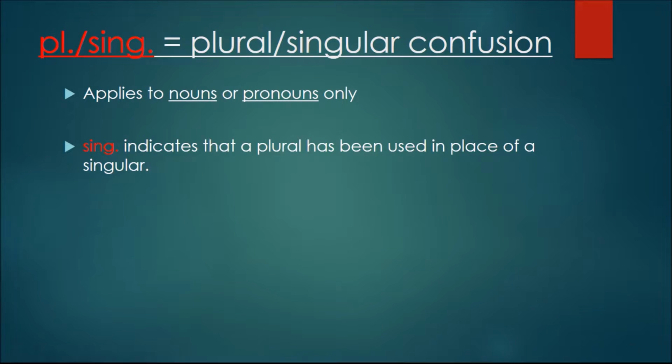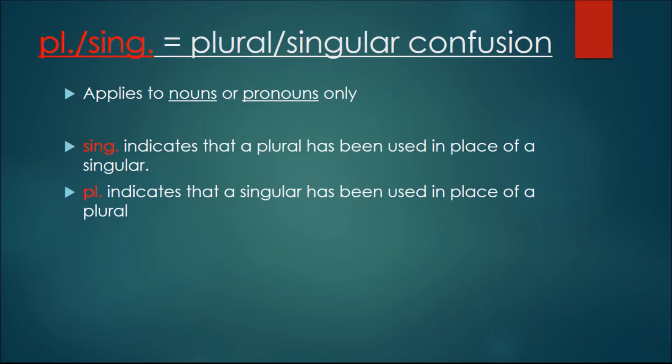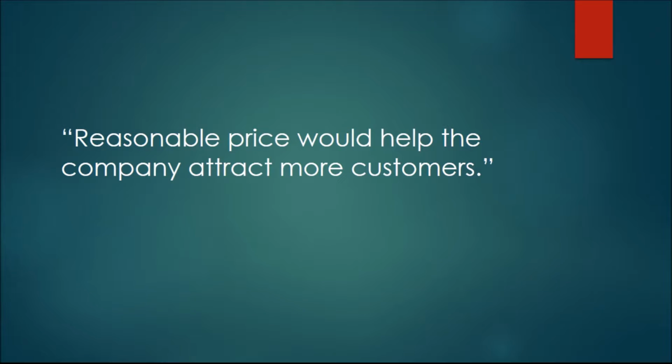Now if you find the code SING indicating singular, this indicates that a plural has been used but that a singular was supposed to be used, so it needs to be changed to a singular. And PL for plural indicates that a singular has been used, but that a plural needs to be put in its place. So looking at an example here: reasonable price would help the company attract more customers.